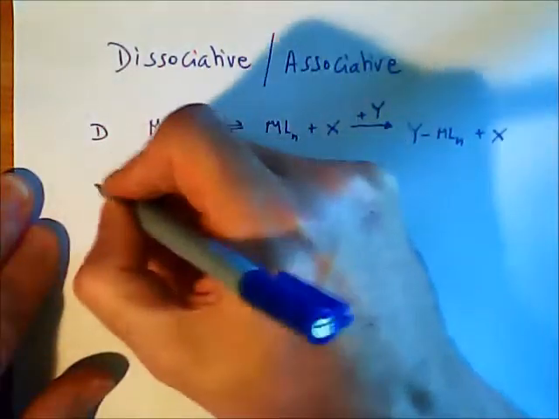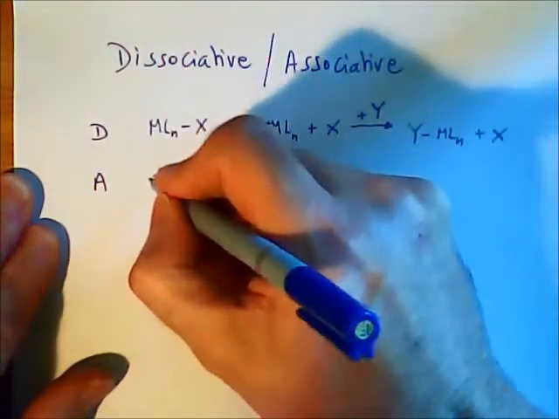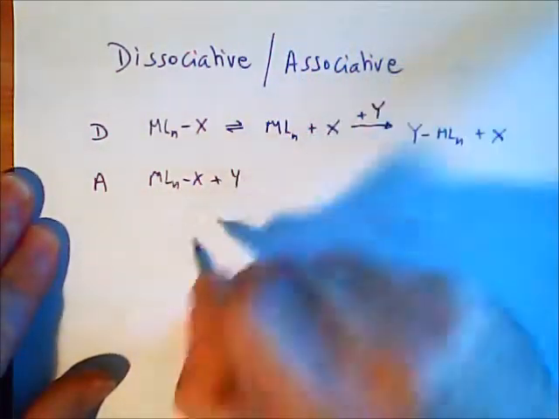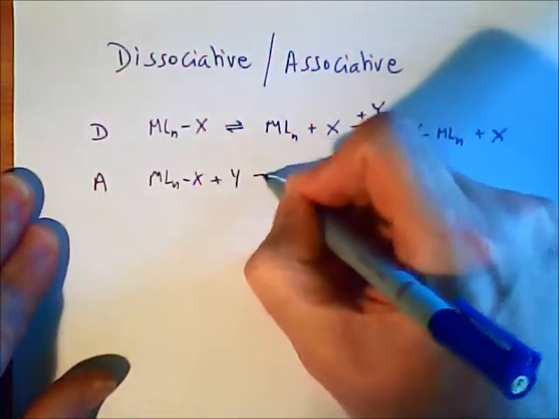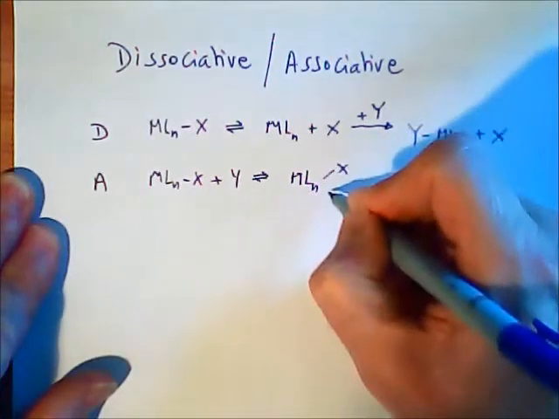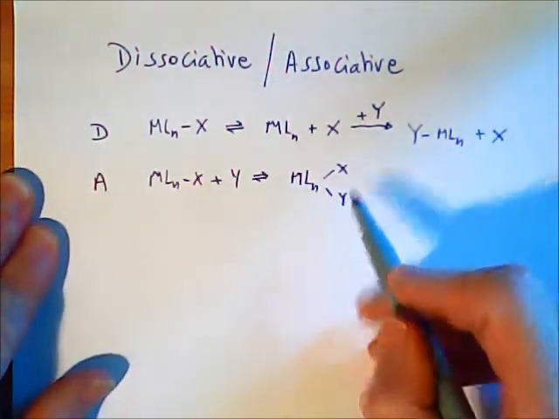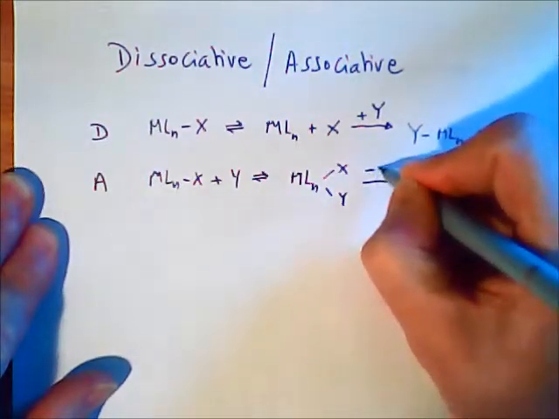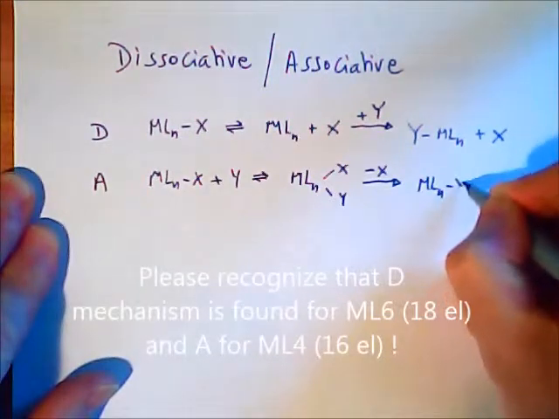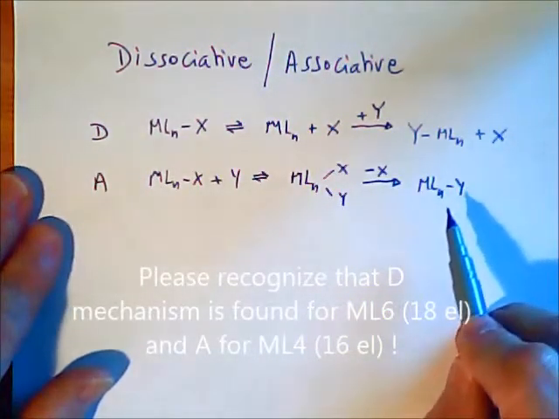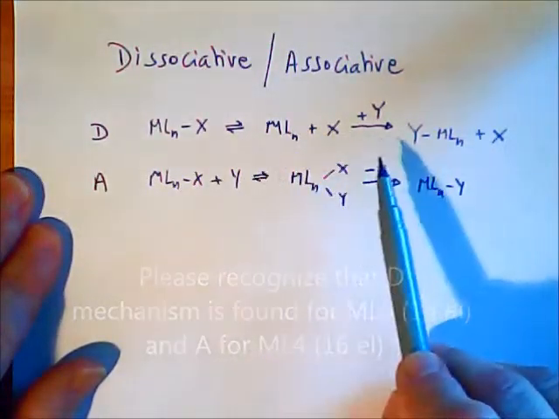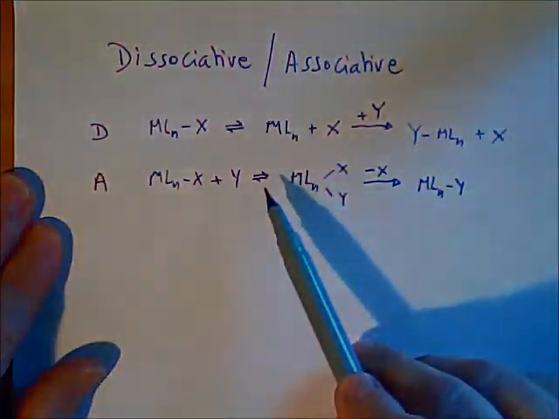The other way would be associative. In this case, the first step would be the approach of a second ligand and the formation of a bigger compound with one more ligand, and in the consequence one of these will go out and X is replaced by Y. So we have these 2 extreme cases. In reality, normally we are in between these cases.